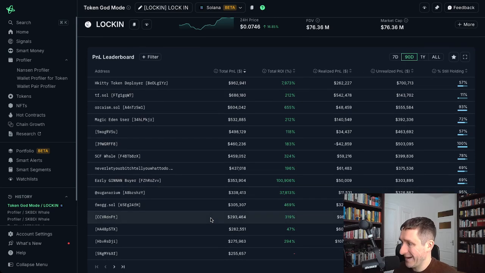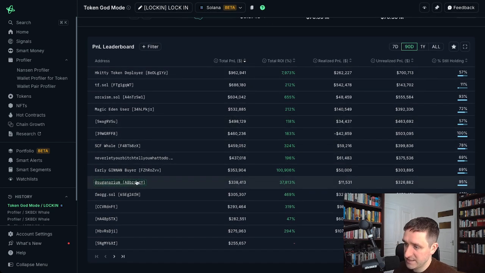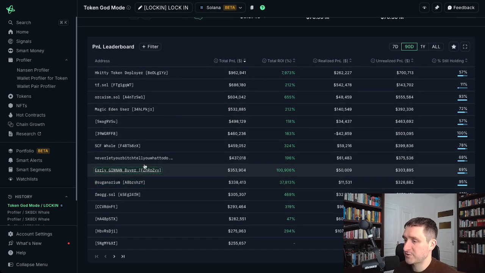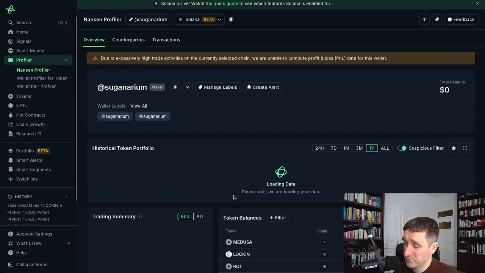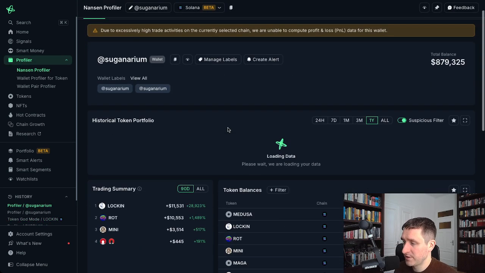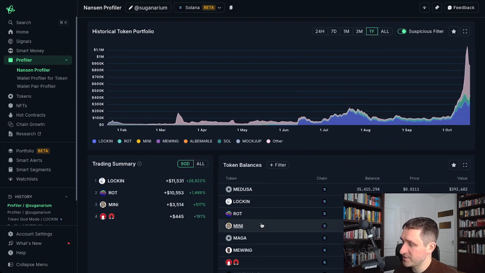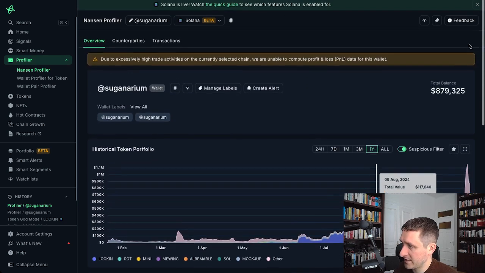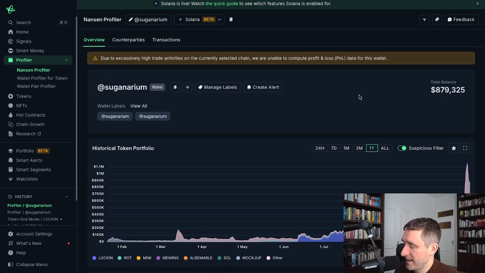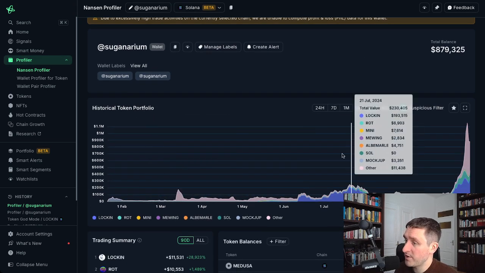users that made the most money, or at least have the most unrealized P&L, because some of them did not realize everything. But you can see many people on the list that you might know from Twitter. I think Suganarium is on Twitter and he's tweeting quite a lot. He also made this hit with Medusa, I think. His wallet portfolio is right now close to 900k. So this way you can discover people.